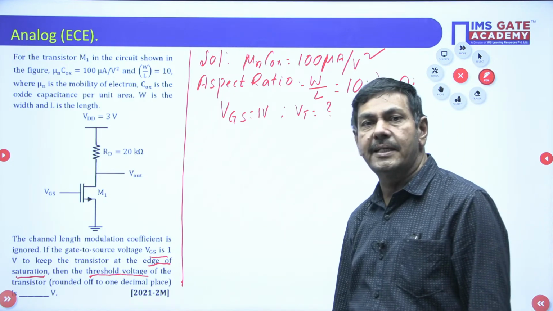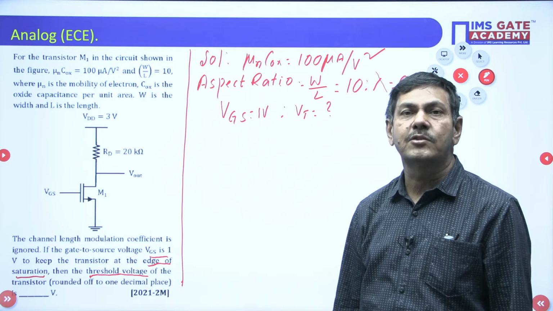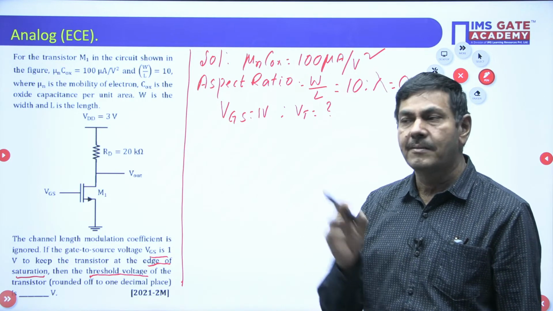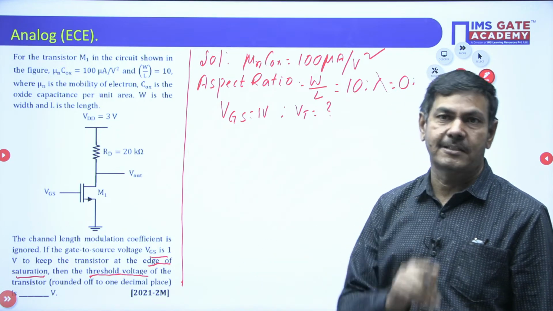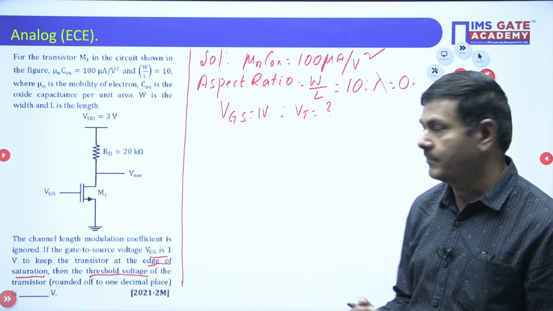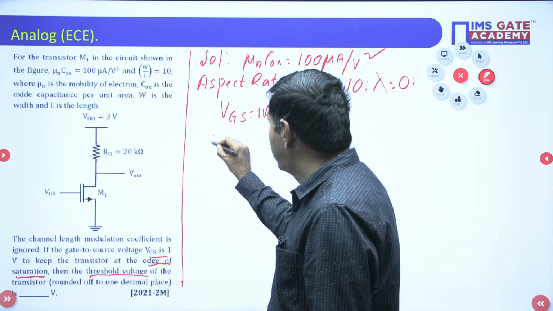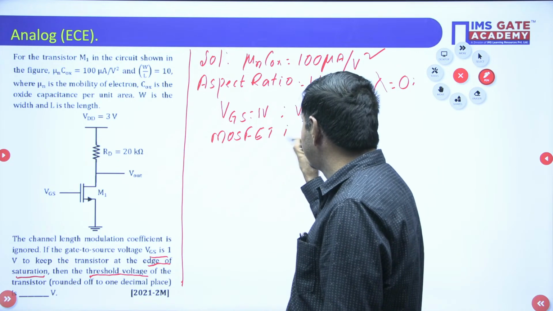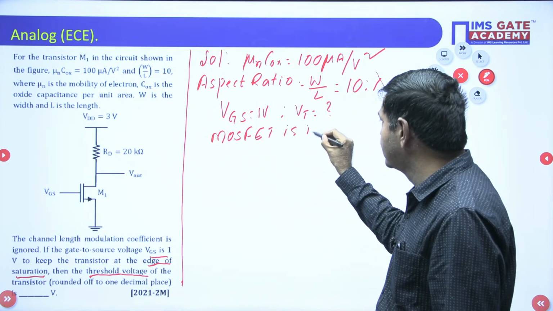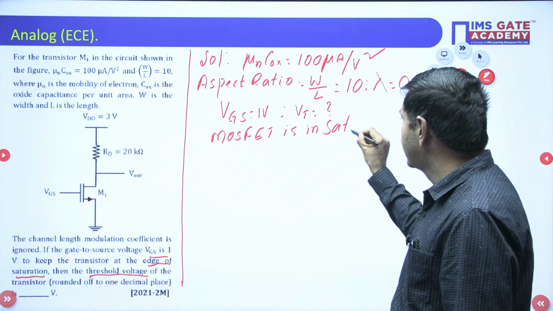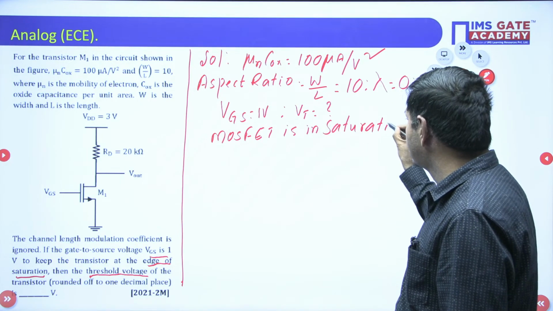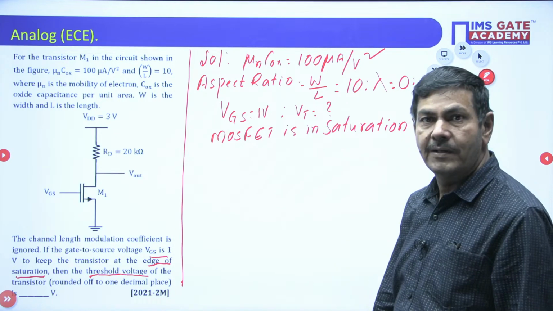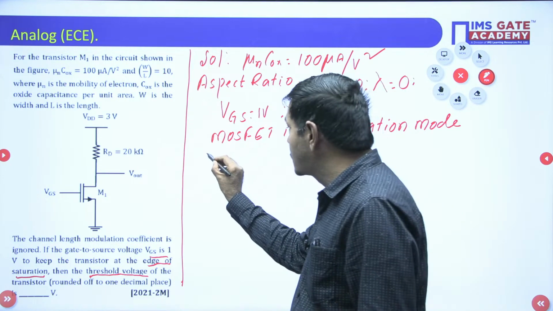When can we say the MOSFET is in saturation mode? What condition, if satisfied, will you say the MOSFET is in saturation mode? That point is very important. We can write: MOSFET is in saturation mode. When is it in saturation mode? The drain to source voltage is very important.